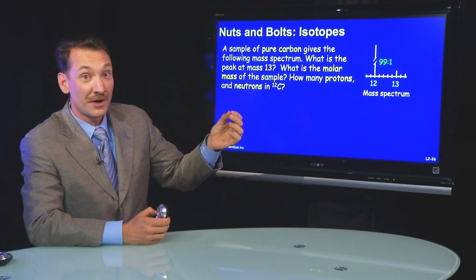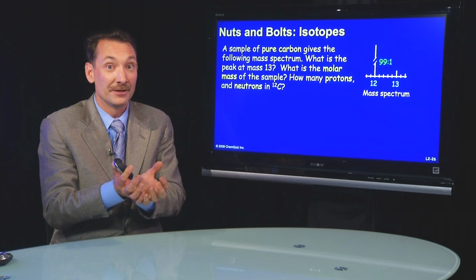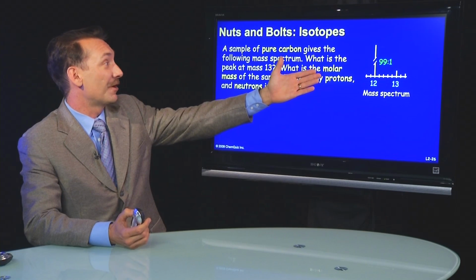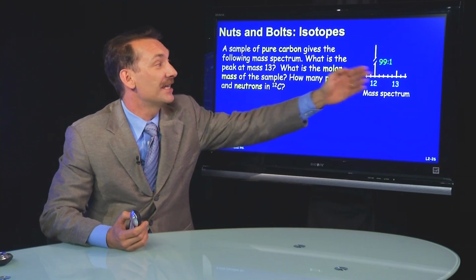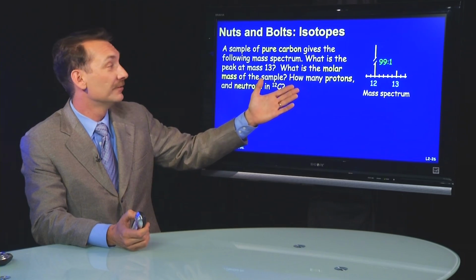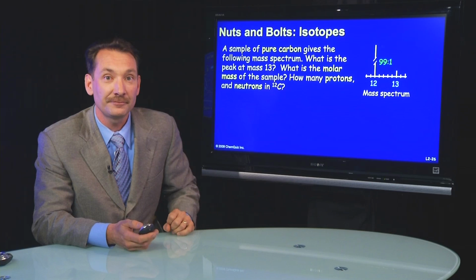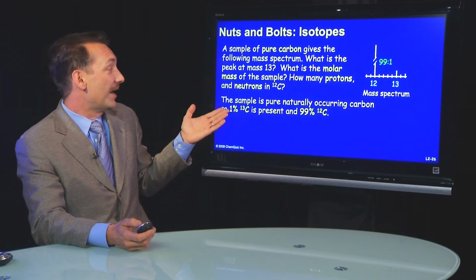Now, remember, pure carbon means we take a sample of pure carbon from the ground and we run it through the mass spectrometer. The question is, what is this peak at mass 13? What's the molar mass of the sample? And how many protons and neutrons are in carbon-12? We can go through these initially.